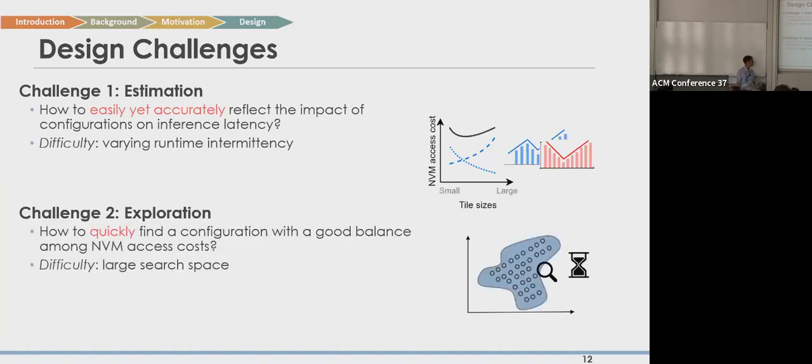And the other challenge is, how can we find a good balance at runtime? Because at runtime, we need to keep the overhead minimal. Otherwise, the benefit will be gone. But this is not trivial because we need to check many inference configuration parameters. And for each parameter there are many possible values. So the configuration search space is very large.